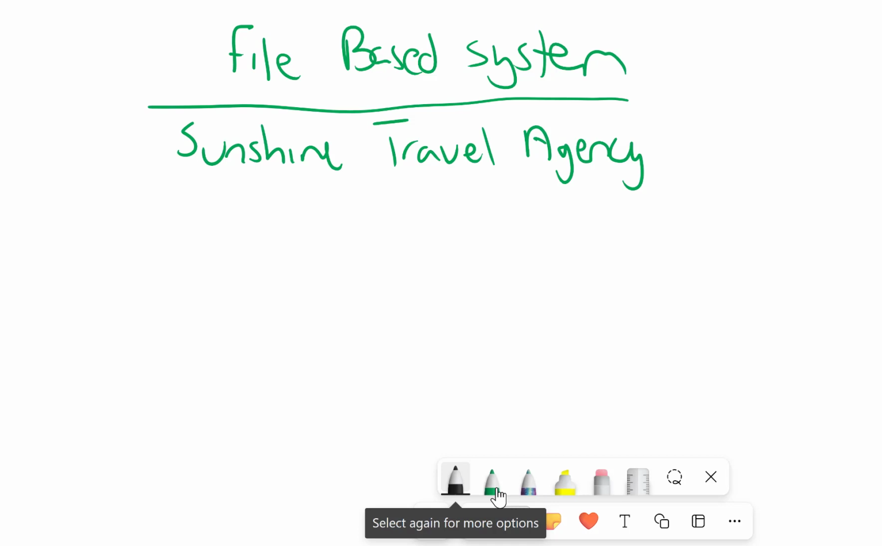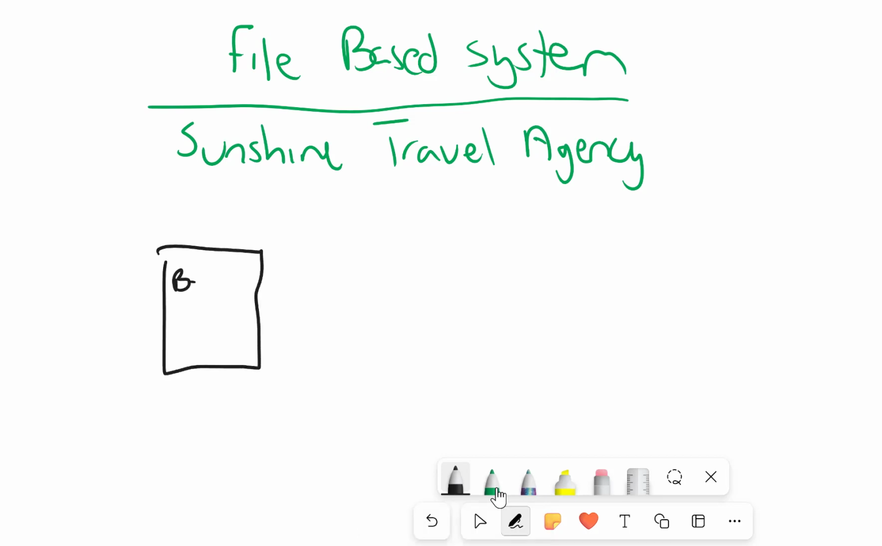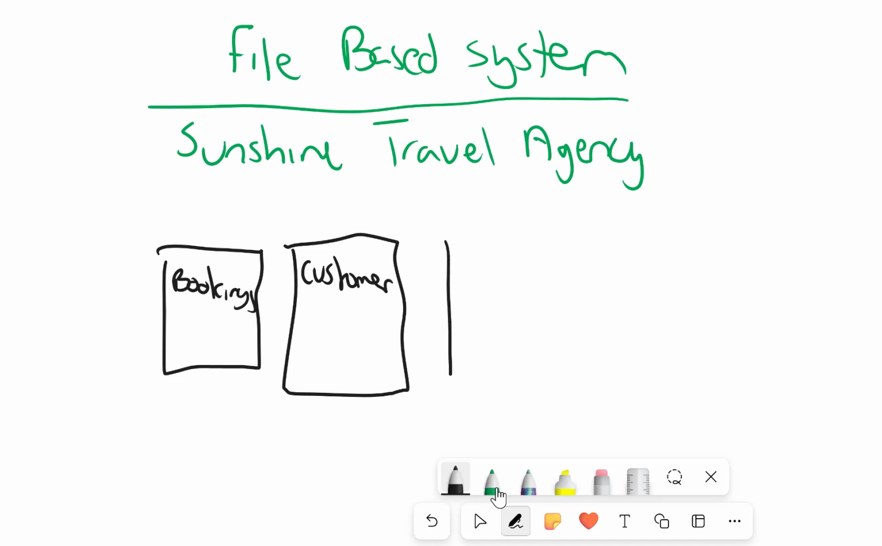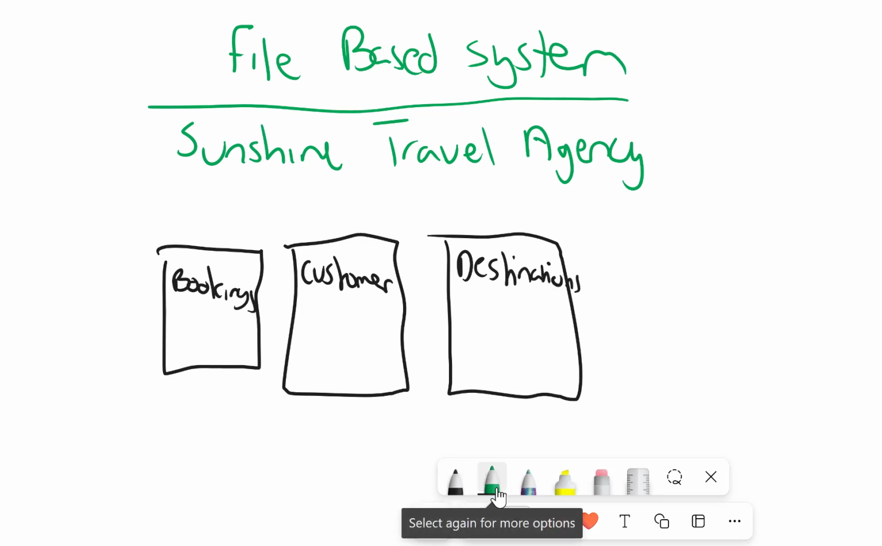So these guys have files. They have a file for bookings. They have a file on their computer which has all the customer information as well. They have another file with a list of different destinations. So let's picture this booking.